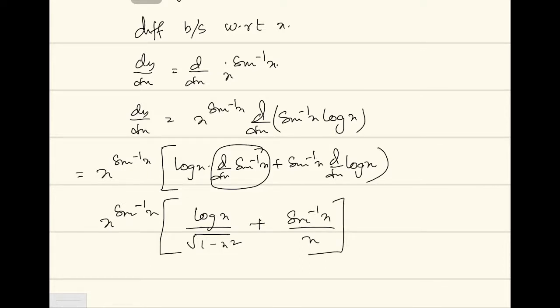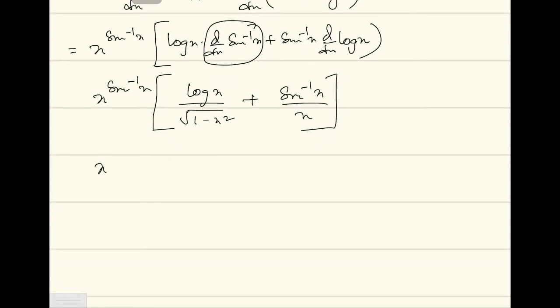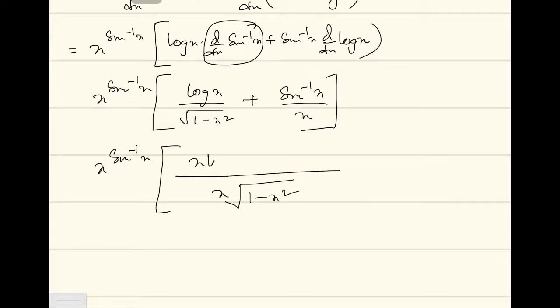Great. Let me simplify it a little. So x to the power sine inverse x, and let's take the LCM. What is the LCM, everyone? x under root 1 minus x square is the LCM. I get here x log x, and here I get under root 1 minus x square sine inverse x, correct? So I think that'll be right. Okay, great. Now time to do the z part.